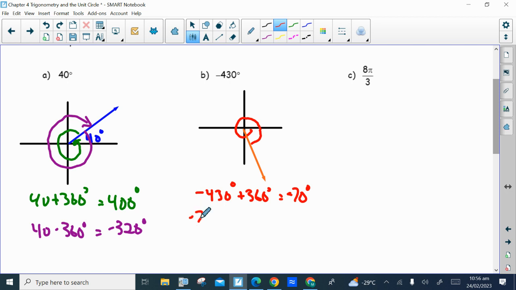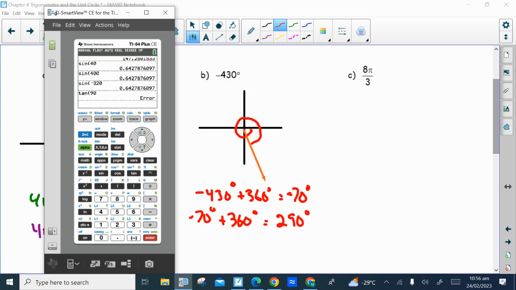And if I take that negative 70 degrees and add another 360, that would be positive 290 degrees. So I've got a negative coterminal angle as well as the first positive coterminal angle.